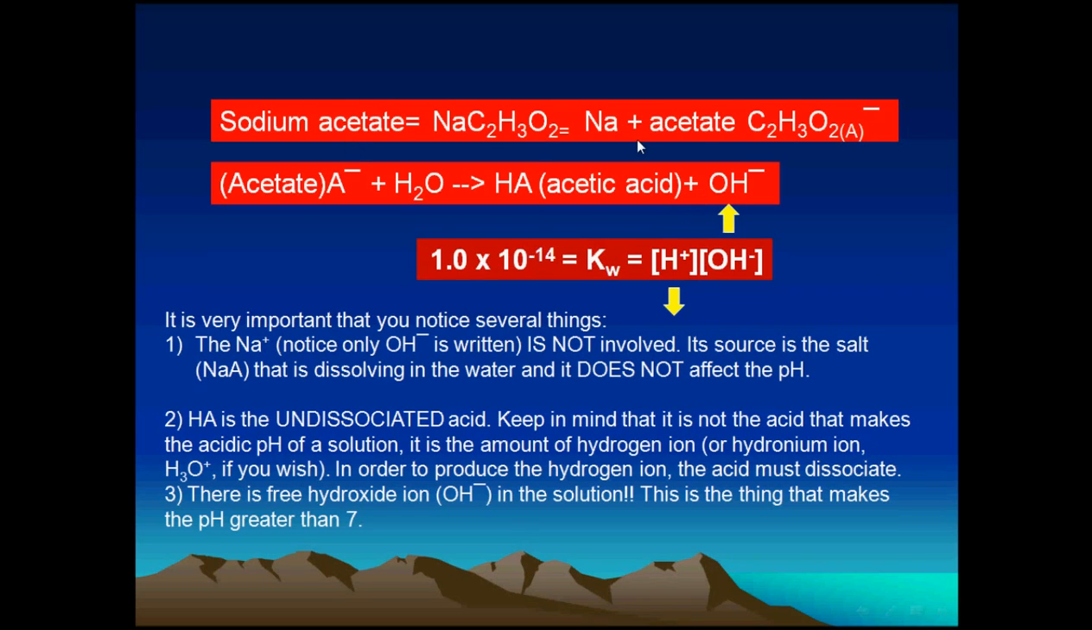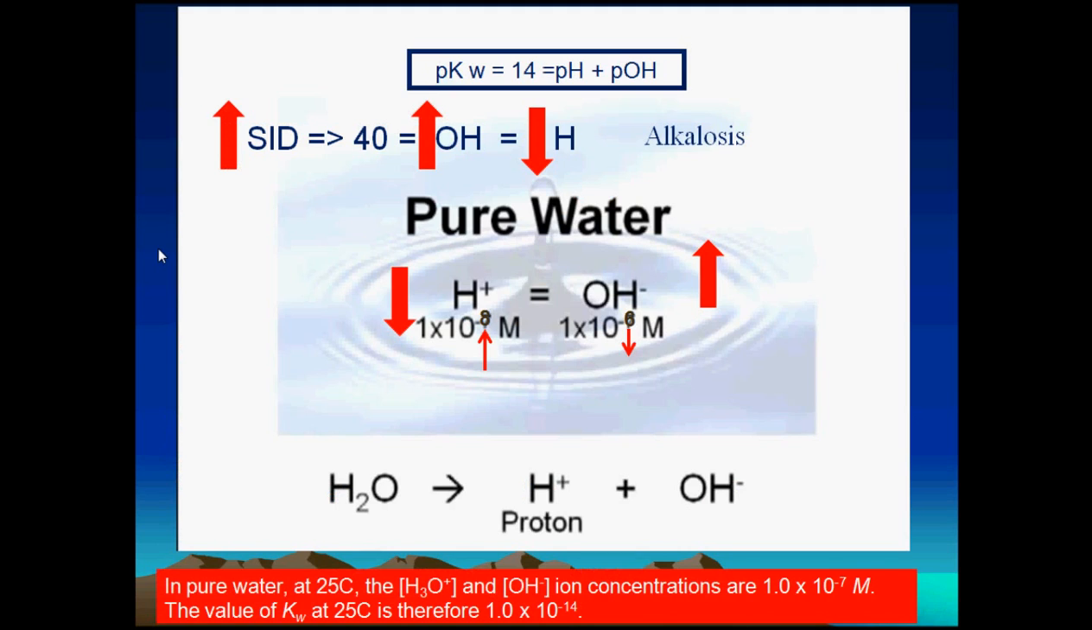Sodium acetate dissociates into sodium and acetate. And acetate dissociates in water into acetic acid, which is non-dissociable. So the hydrogen ion is not due to acetic acid, but the hydroxyl group is responsible for the production of alkalosis. So in this case, the hydroxyl group will increase. Increase in the hydroxyl group will be associated with concomitant decrease in the hydrogen ion, so the pH in this case will be larger than 7. So there will be some sort of alkalosis. This is a very simple way.